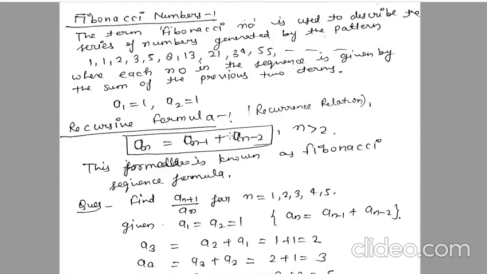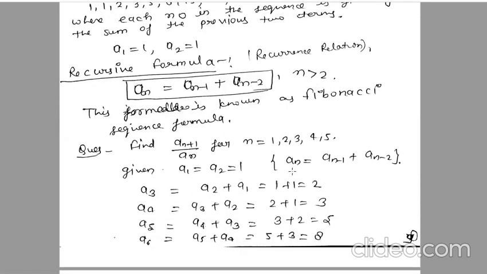Now the recursive formula or recurrence relation. There is a Fibonacci series formula here, and that is a_n is equal to a_(n minus 1) plus a_(n minus 2), and n is greater than 2. That means our series starts from n greater than 2, that is 3, 4, 5, and so on. And this formula is known as the Fibonacci sequence formula, right?